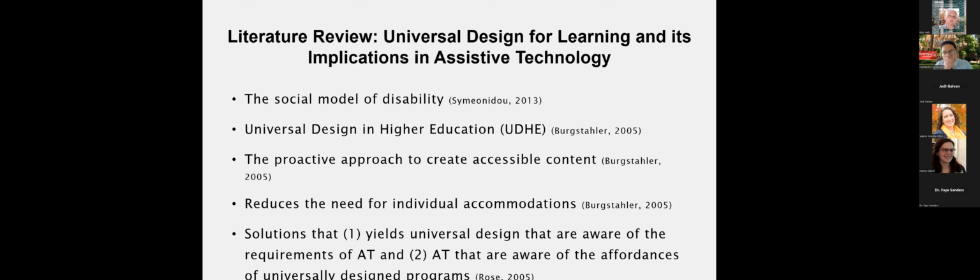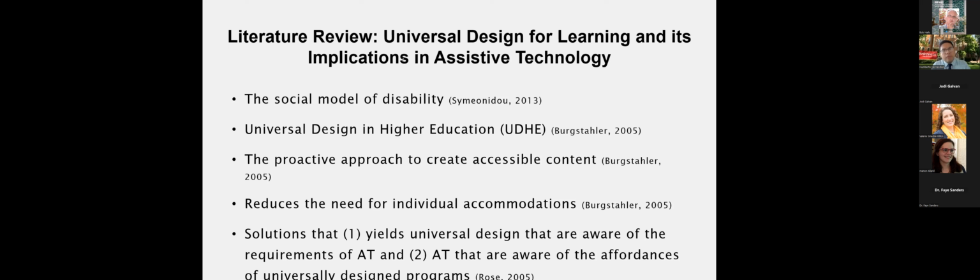Very quickly, within that area of focus, a fundamental concept really evolved. This concept was developed by Sheryl Burgstahler and is known as universal design in higher education. What universal design in higher education means is the design of educational products and environments to be usable by all people to the greatest extent possible without the need for adaptation or specialized design. If you look at it closely, it's the proactive approach to create accessible content within a course so that students don't have to request accommodations.